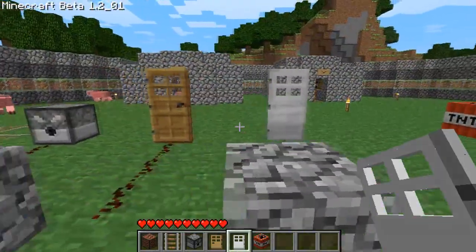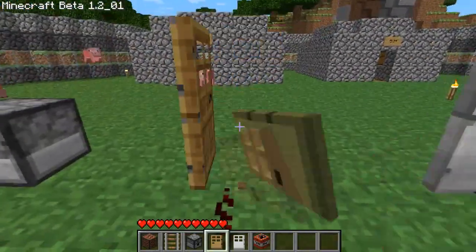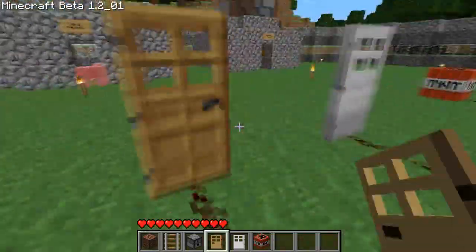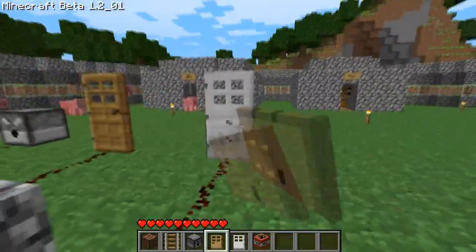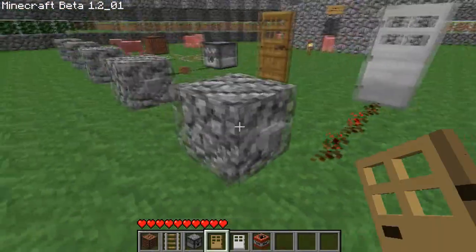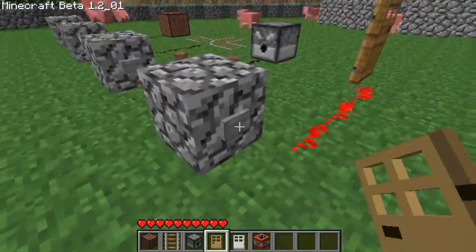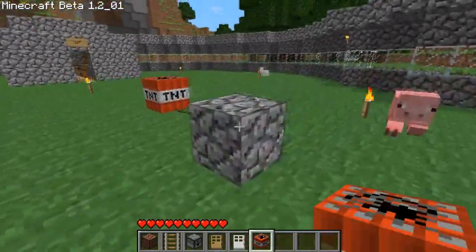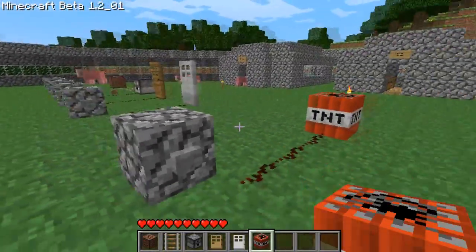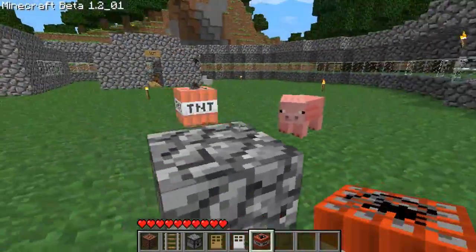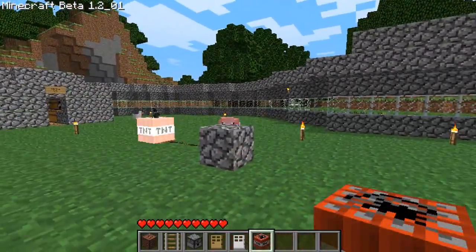Now, the difference between these is I can open this one with my hand, just going through the imaginary door frame, whereas this one I cannot. This one needs redstone power to open, like that. And this one can use redstone, but you can also use your hand. And finally, everybody's favourite, TNT, placed away from the rest for obvious reasons. When clicked, it's a little bit like a creeper, except there's no stopping it. Goodbye.